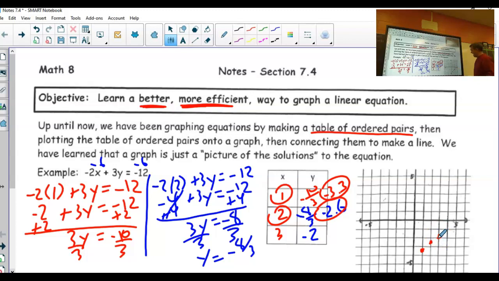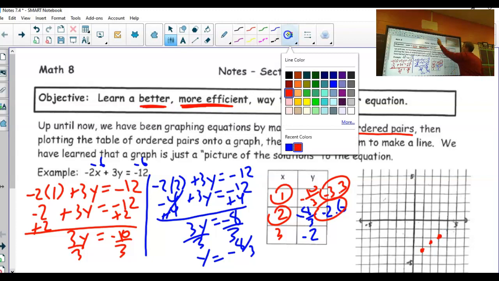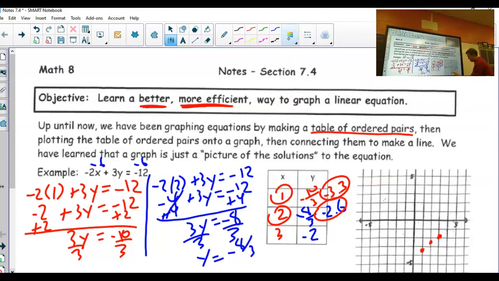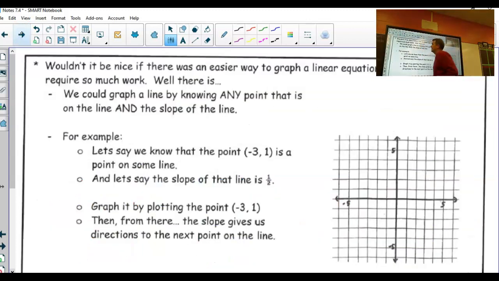There's my 3 points. And I can draw a line through those 3 points. And maybe it would look something like this. Let's draw it in a different color. So maybe it would look something like that. And I've graphed it, but that's a lot of work. And so what we're hoping to do today is to learn a new, faster way to graph. And let's get to it.